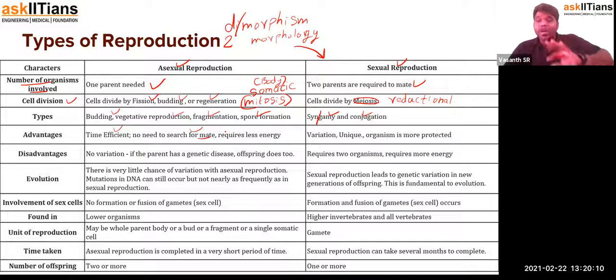And when it is not required to search for a mate, it obviously doesn't need to engage in the process of reproduction with another organism, which is very energy consuming. So it also requires a lesser amount of energy. When you talk about the advantages of sexual reproduction, it creates a lot of variation. So what is variation? That is what we are going to study in the next chapter, which is heredity and evolution.